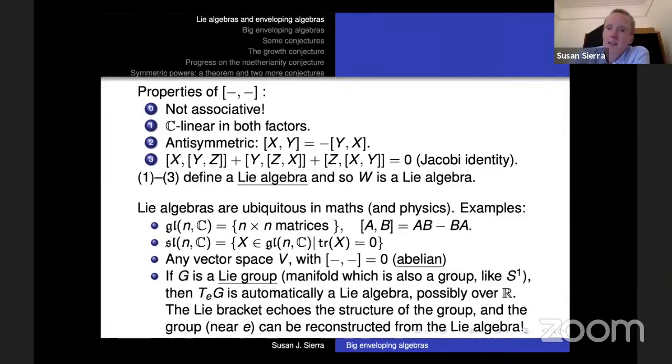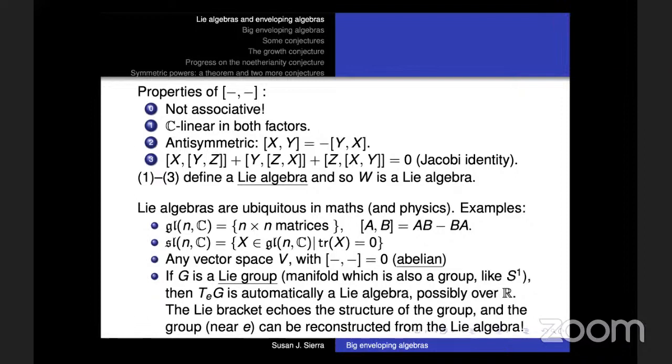Now, if I take the commutator of any two square matrices, it's an exercise in linear algebra to see that that commutator has a 0 trace. And that tells you that what's called the special linear algebra, SL_n(C), the set of traceless n by n matrices, is a Lie subalgebra of GL_n(C). That's another example. Easy example, maybe not very interesting.